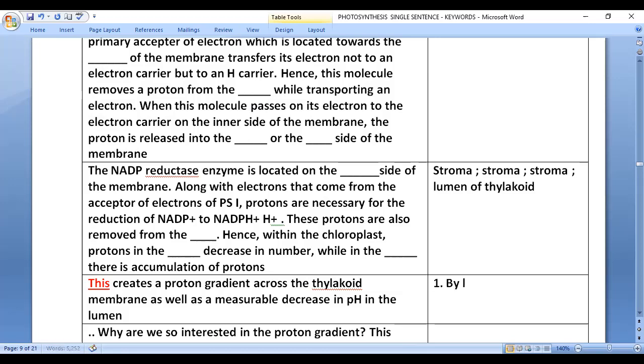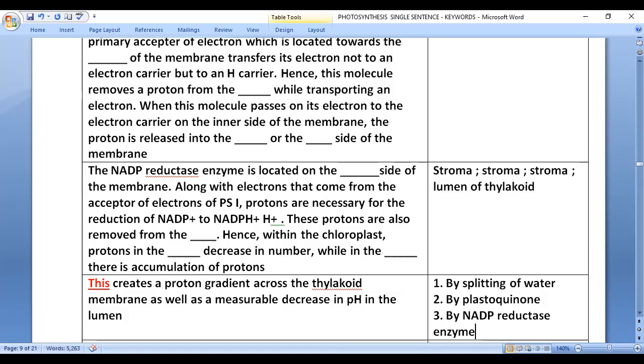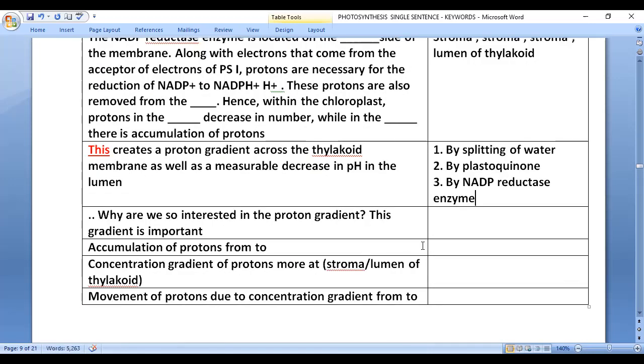That is by splitting of water. There are three ways: by splitting of water, by plastoquinone, and by NADP reductase enzyme. By splitting of water, by plastoquinone while carrying the electron, then by NADP reductase while converting to NADPH, it also transports a proton or hydrogen atom into the lumen of the thylakoid.